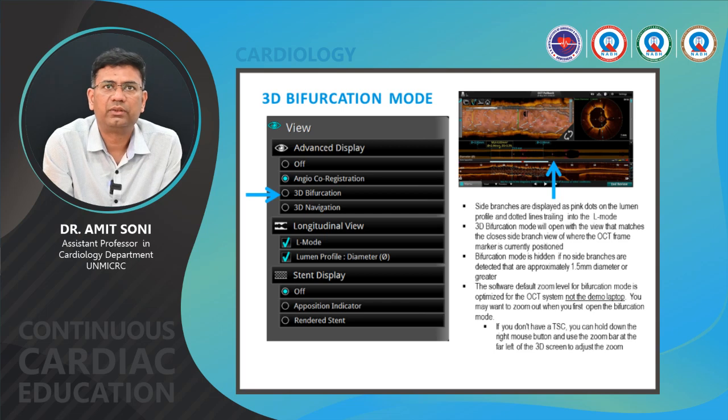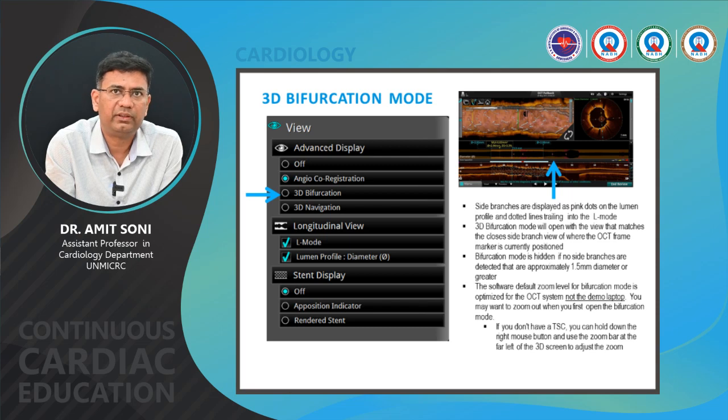3D bifurcation mode. Side branches are displayed as pink dots on the lumen profile and dotted lines trailing into the L mode. 3D bifurcation mode will open with the view that matches closest the side branch view or where the OCT frame markers are currently positioned. Bifurcation mode is hidden if no side branches are detected that are approximately 1.5 mm diameter or greater.